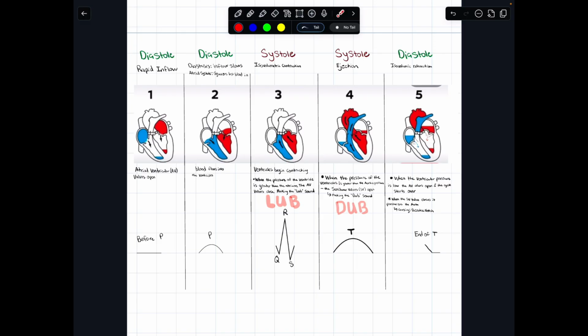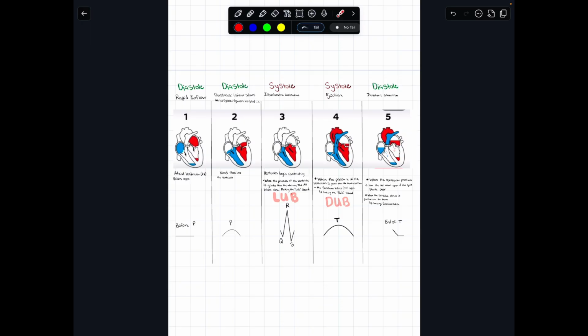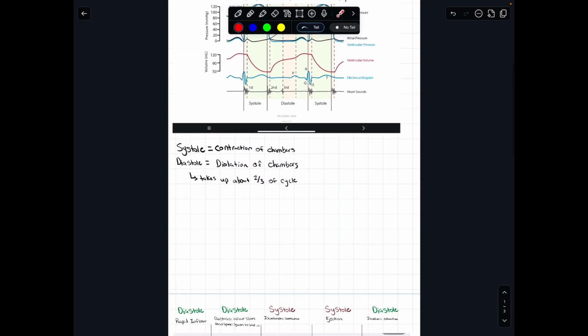So that's kind of cool. And that's how the cardiac cycle goes. As you see here, we have the correlating action potentials from our ECG that we just learned. So it all comes together quite nicely.